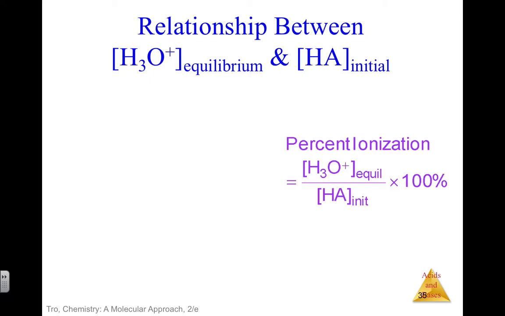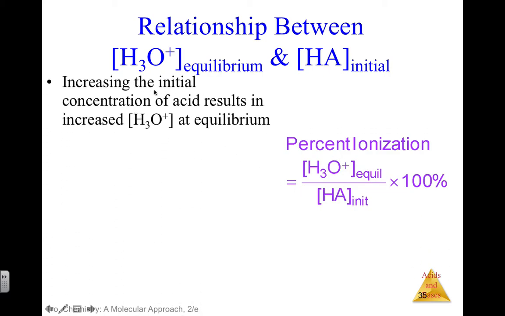Okay, so we're continuing our chapter 15 video lecture. We're going to talk a little bit about the relationship between our hydronium molarity at equilibrium and our initial acid concentration. So looking here, the definition of a percent ionization, we have our hydronium concentration at equilibrium divided by our initial acid times 100 to make it a percent. So let's see how these are related to each other.